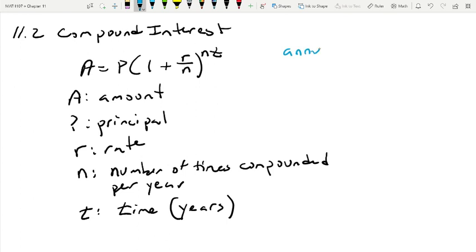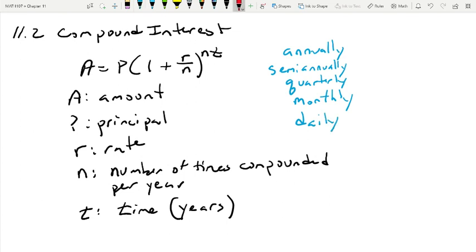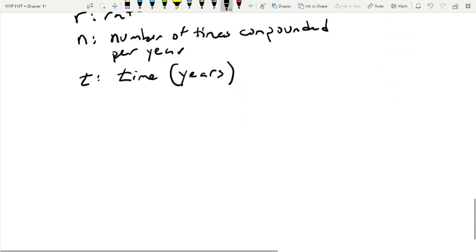So you got annually, semi-annually, quarterly, monthly, and then daily. Right? So my values of N: annually, well, that's just once. Semi-annually would be twice. Quarterly would be 4. Monthly is 12. And then daily would be 365. Right? So let's look at a question now that uses that formula.